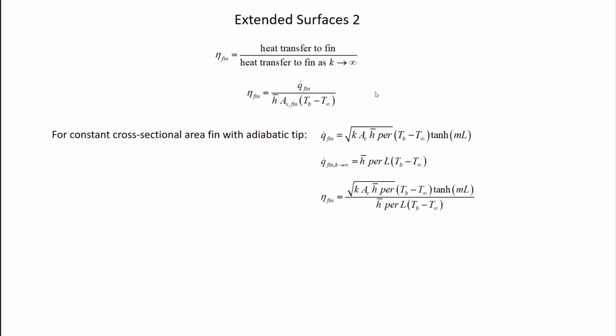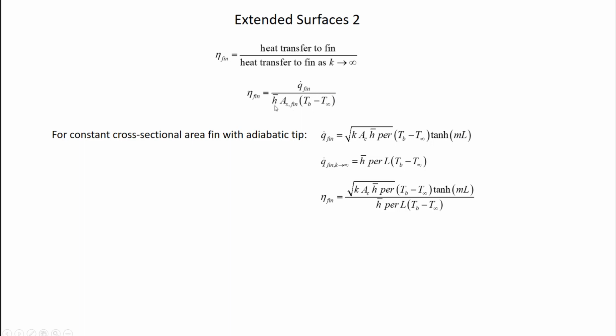We just got done going through and solving a problem related to a very specific fin, and that's a fin that has a constant cross-sectional area and an adiabatic tip. For this very specific, actually very simple fin, this is the solution that we came up with. So if I want to know the fin efficiency for this particular case, I could just take this equation and put it in the numerator, and then I have to figure out what to put in the denominator.